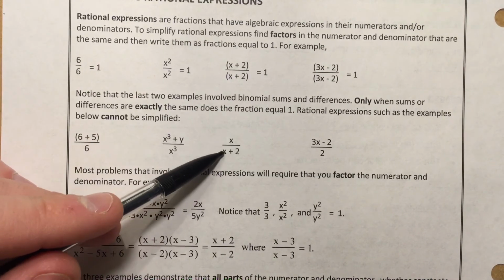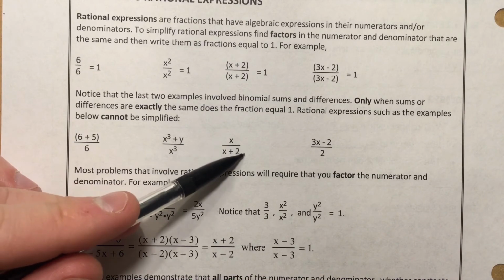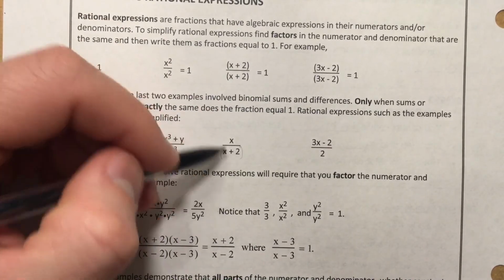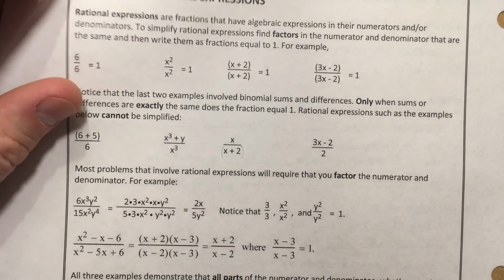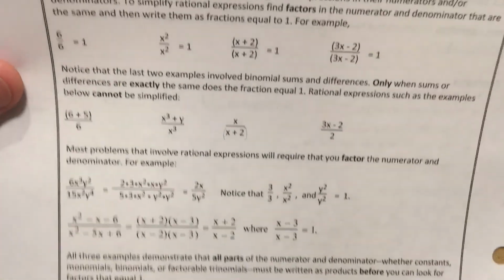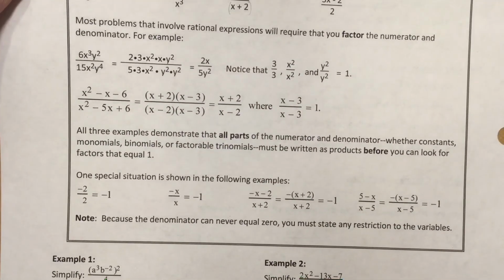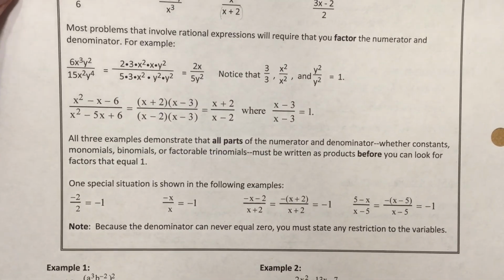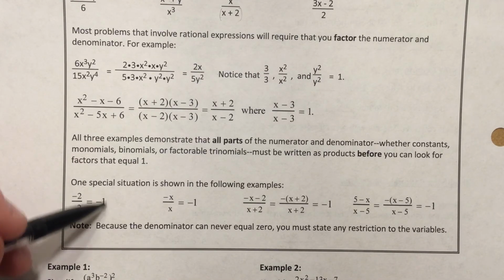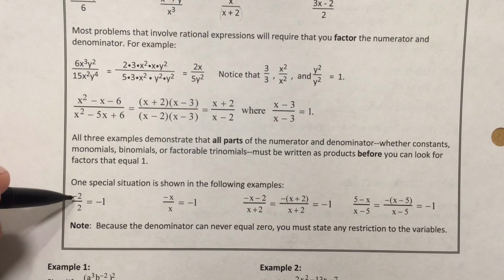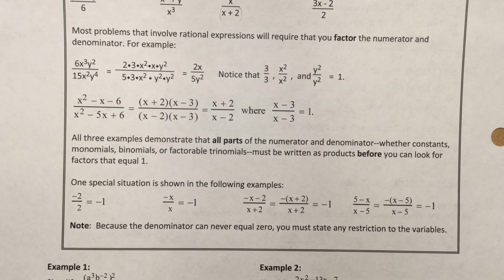Same thing here. I can't cancel my x's because the whole factor here is x plus 2, and this is just a factor of x. They're not the same. Okay. The other thing, like we just went over, is that sometimes if they look similar, like -2 divided by 2 is -1. So if they look similar, you can cancel them, just make sure they reduce to -1.